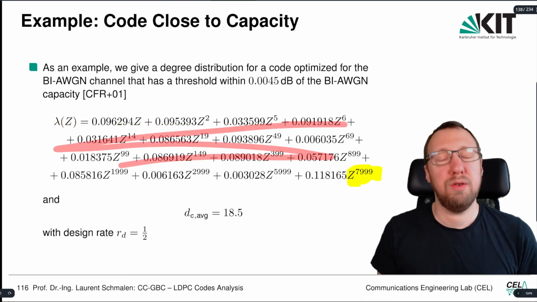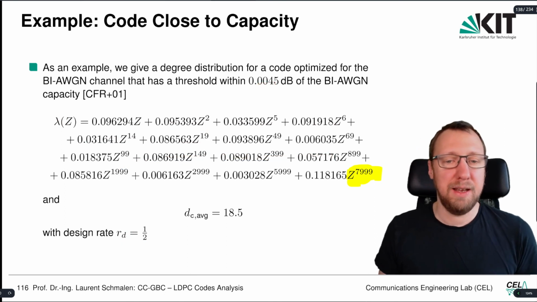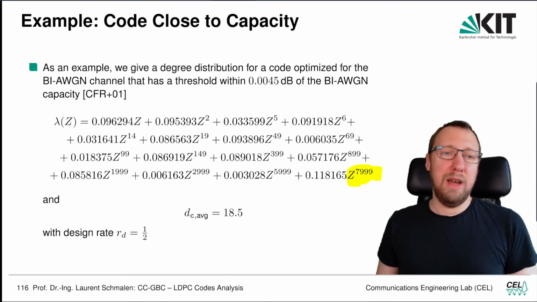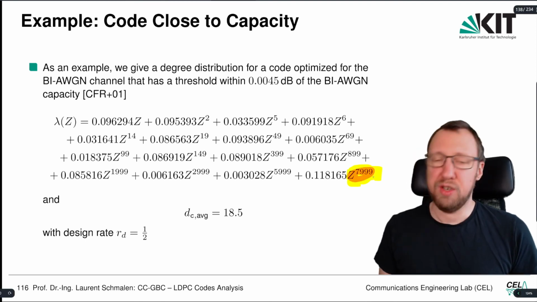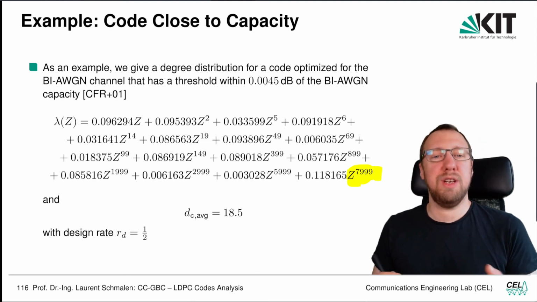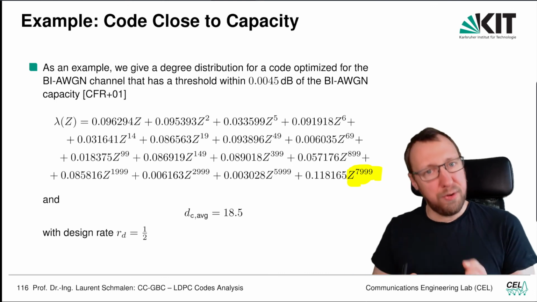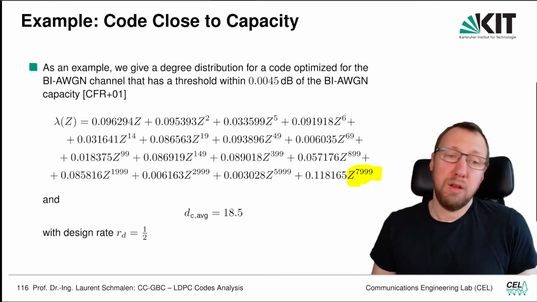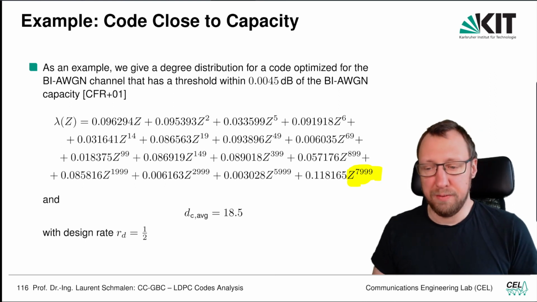This has a threshold within 0.0045 dB of the capacity, but it's a code that you will never encounter in a practical setting because the variable node degree is just too large. But it's just to show how close to capacity you can get if you really push it. But you need a high average variable node degree. That's the drawback of this.